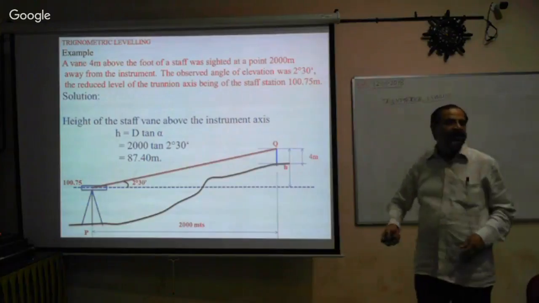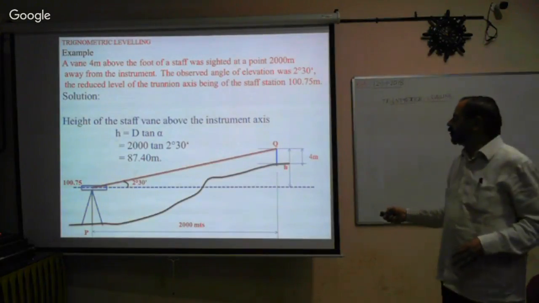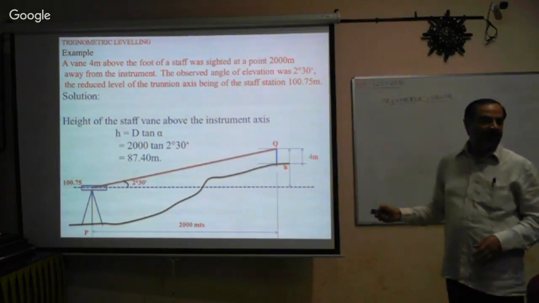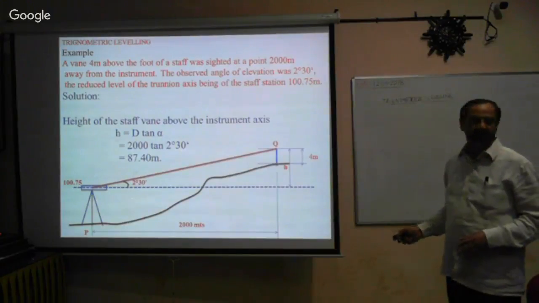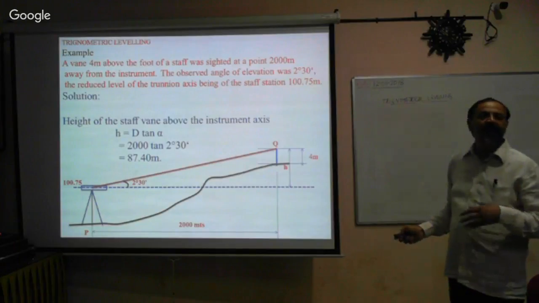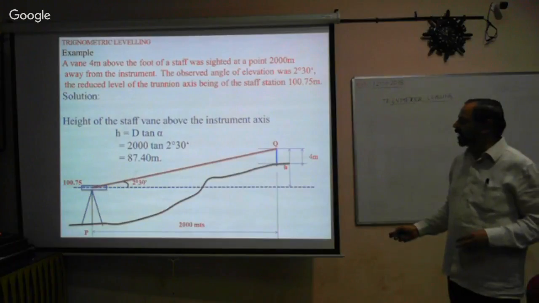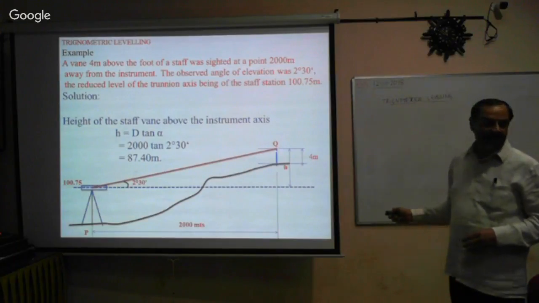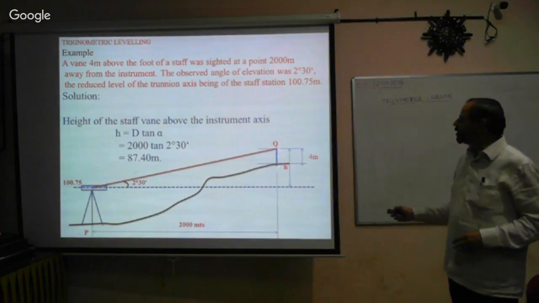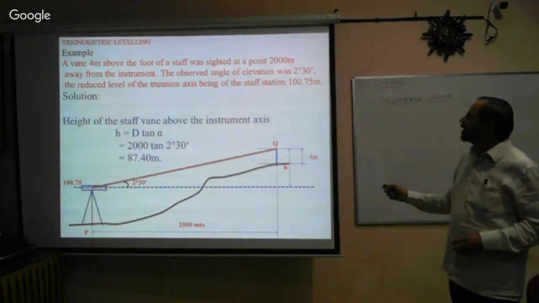Now this is a simple problem given to find out the elevation of this object. First read the problem carefully, then it is better if you draw a line diagram, isn't it? That gives more meaning and you can understand in a better way. Now this is the problem given. The vertical angle is measured to the top of the vane, isn't it? Right. Now this is 4 meters above the foot of the staff. Okay, so this is given.